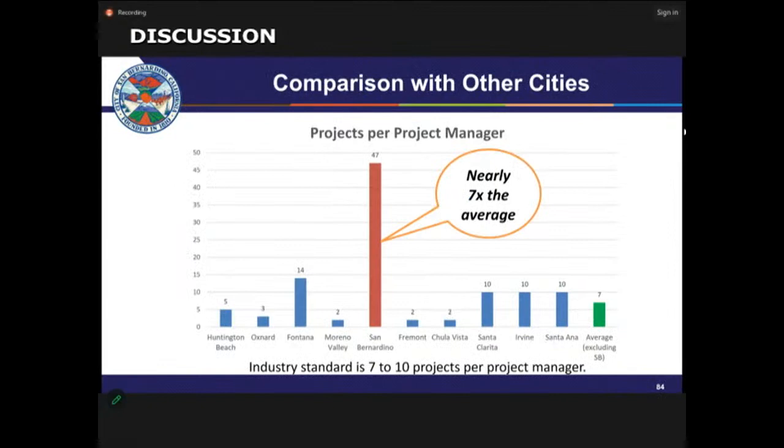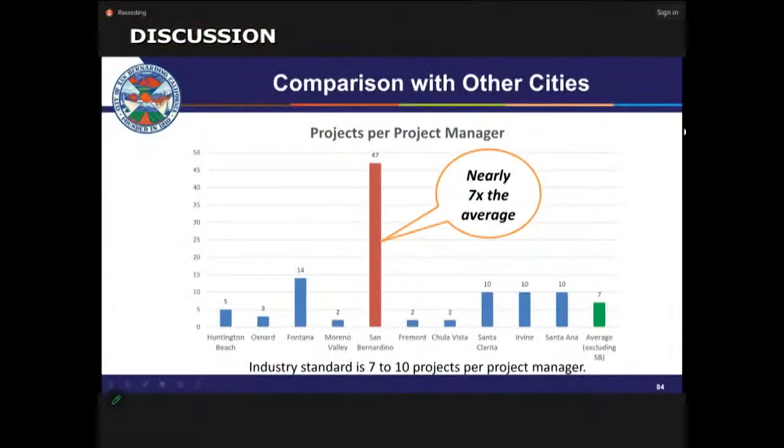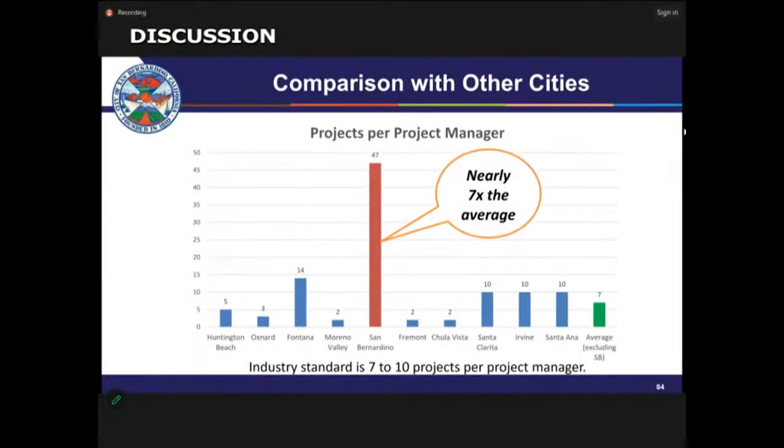So I think this is a slide that is really very telling. We initially tried to compare CIP budgets. We initially tried to compare staffing, but it wasn't an apples to apples comparison because every city is slightly different. So what we did is we took a comparison from similar sized cities. The axis from Huntington Beach to Santa Ana represents the cities with smaller to larger populations. The cities to the left are 4 cities that are slightly below us in population, and the cities to the right are cities that are above us in population.